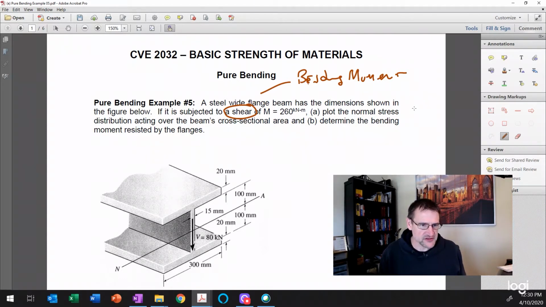So the point of this problem is first to plot the distribution of bending stress, and then figure out how much of the bending moment is carried by the flanges in the cross section versus the bending moment that's carried by the web of the cross section.